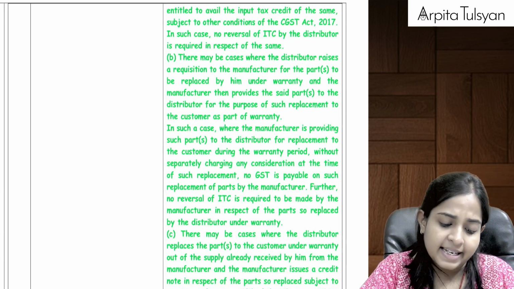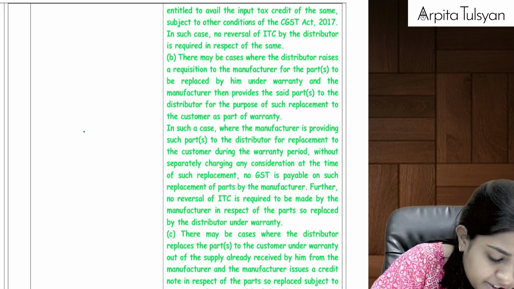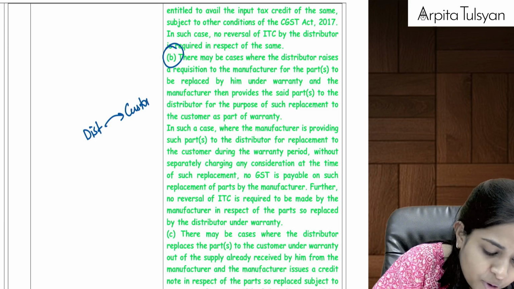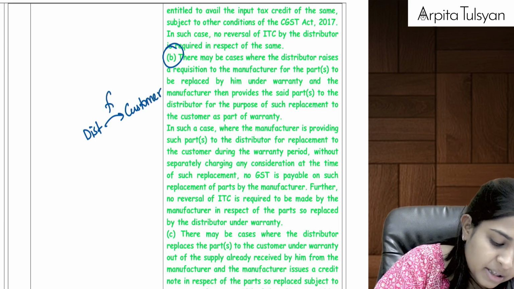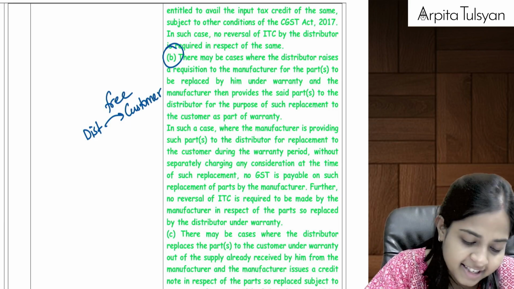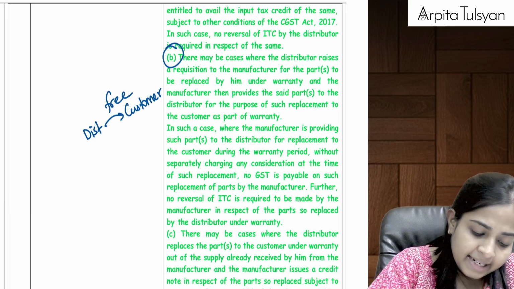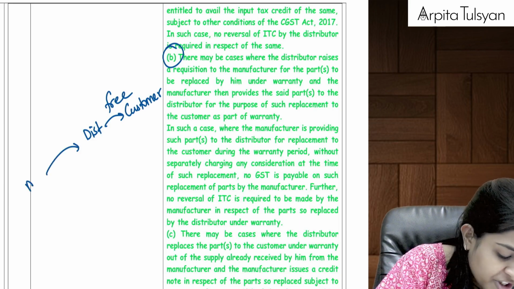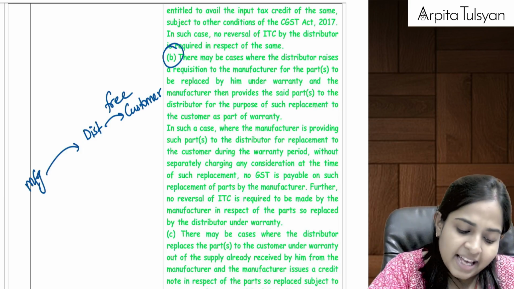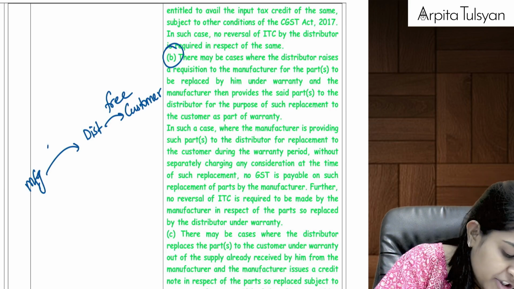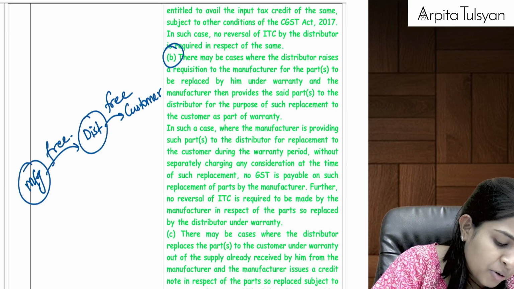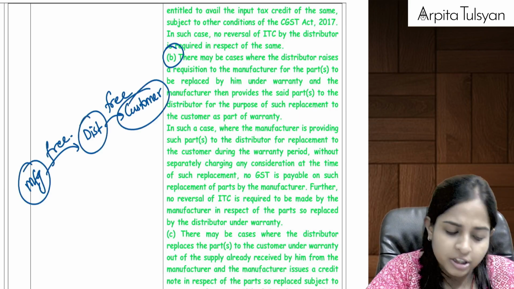Let's say the distributor gave it to the customer. This B case I am talking about: the distributor gave it to the customer for free. They say it is free, but ultimately we have charged the consideration. And then after that, the manufacturer also gives that part to the distributor for free. The manufacturer replaces that part for the distributor for free, and the distributor does it for the customer.